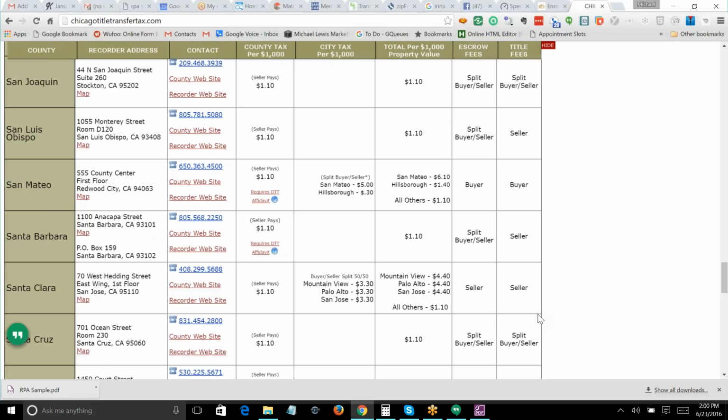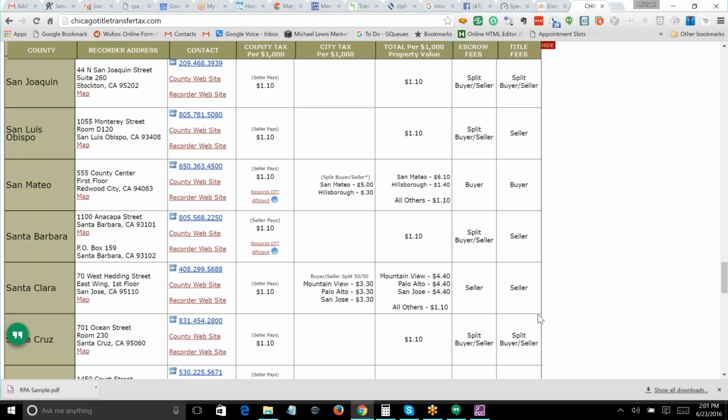So you see that Mountain View, Palo Alto, and San Jose. By the way, that comes out to $1.65 per thousand. Somebody will ask, what is the city transfer tax likely to be? Because the contract doesn't say, it just says split 50-50, and I've had people say, so what is it? And you say, I don't know. All I know is that you have to pay half of it.